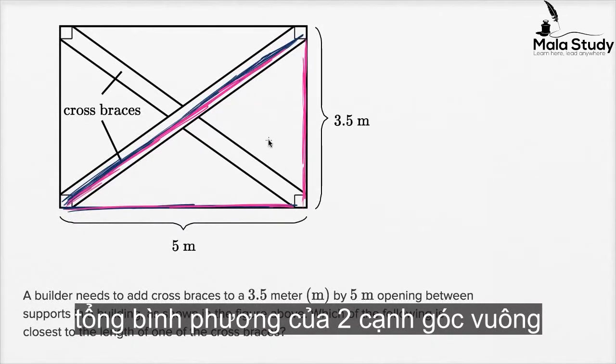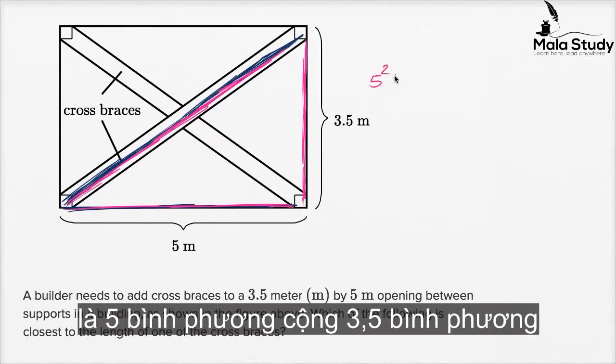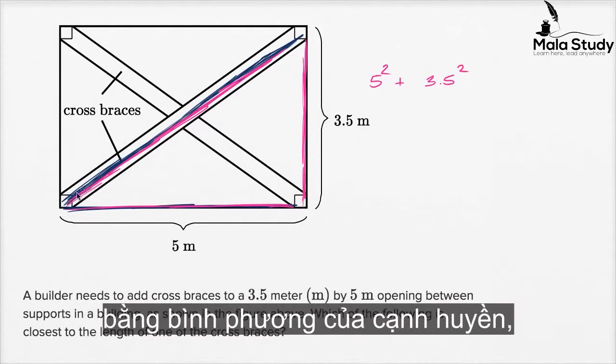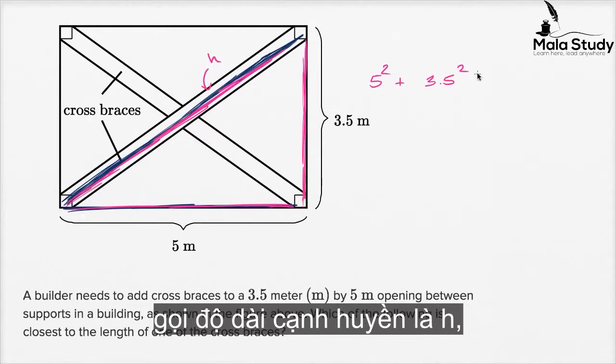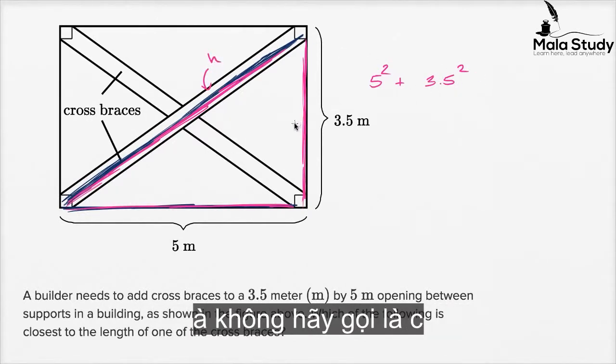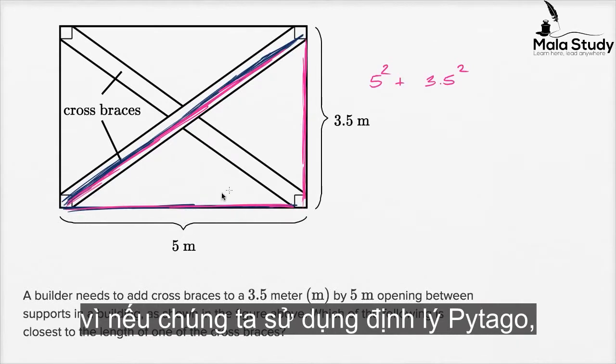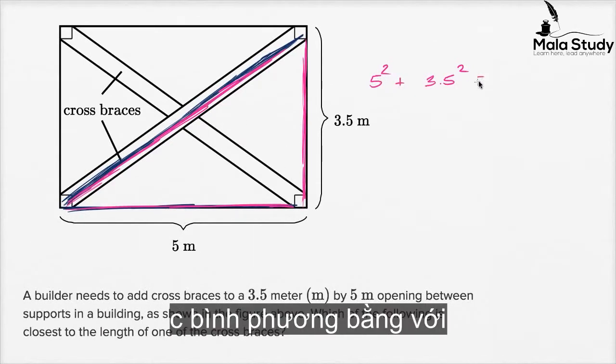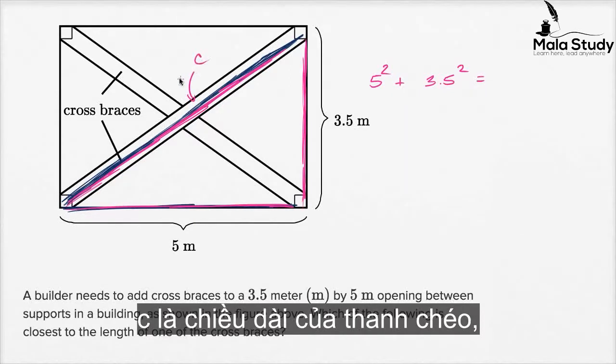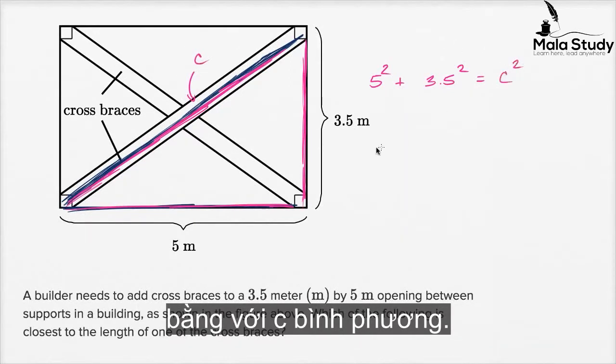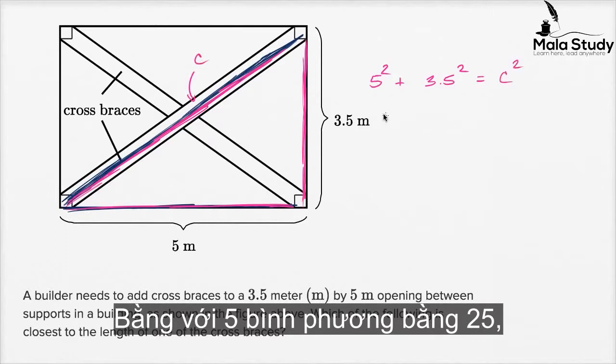The Pythagorean theorem tells us that the sum of the two shorter sides squared, so 5 squared plus 3.5 squared, is going to be equal to the length of the hypotenuse squared. Let's call this length c, as we're used to with the Pythagorean theorem, a squared plus b squared equals c squared, c for cross brace. Now 5 squared is pretty straightforward. That's going to be 25.